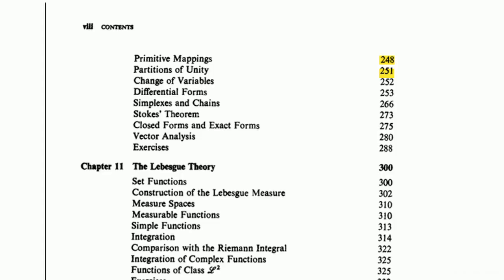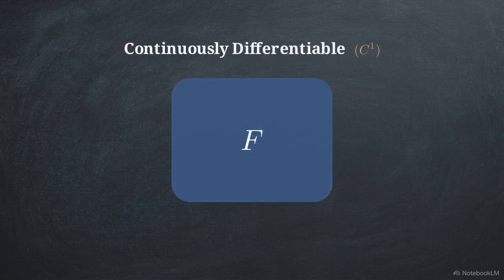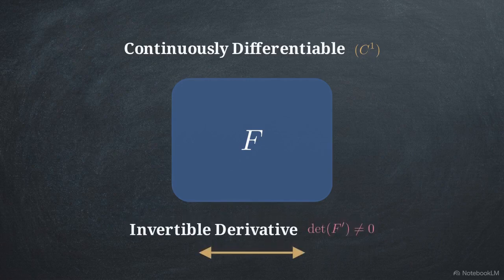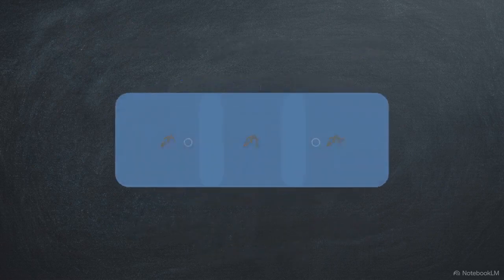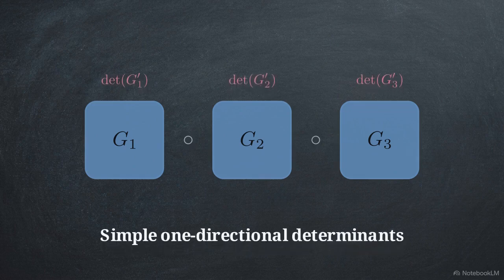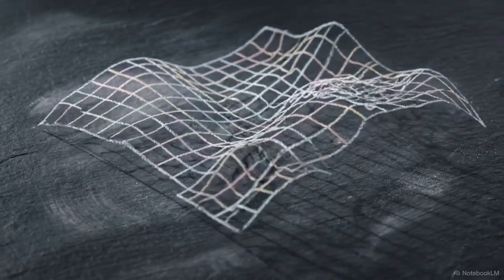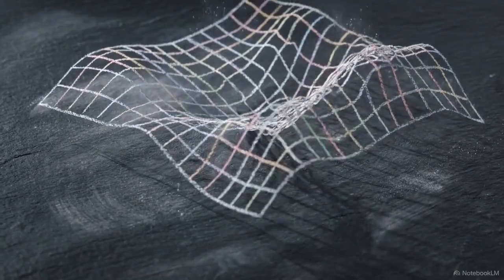Rudin leverages this simple determinant in the factorization theorem, found on pages 248 through 251. This theorem applies to any mapping F that is continuously differentiable and has an invertible derivative. For these mappings, the multivariable derivative can be factored into a sequence of simple one-directional determinant calculations. The factorization theorem allows us to view a complex simultaneous spatial distortion as a composition of simpler moves.